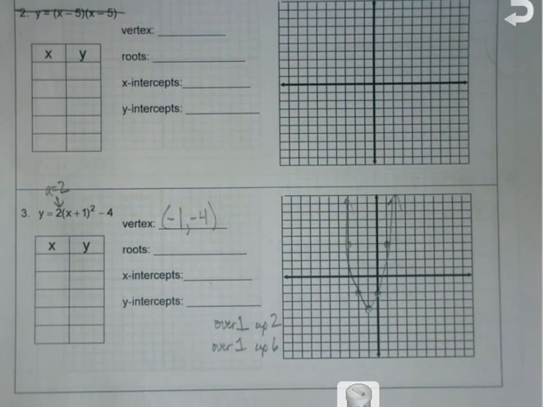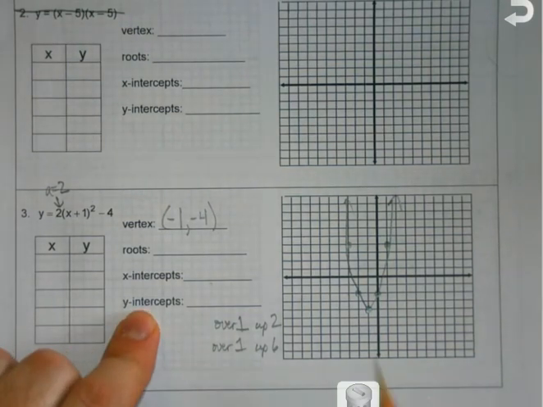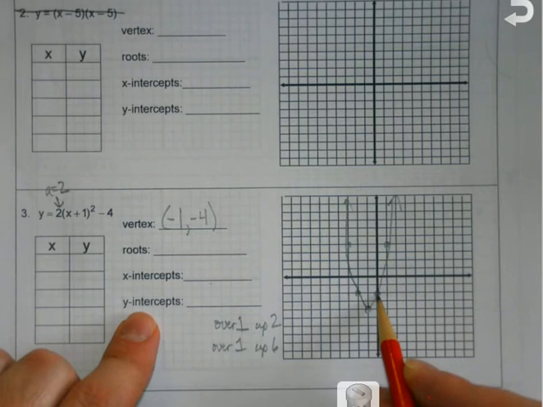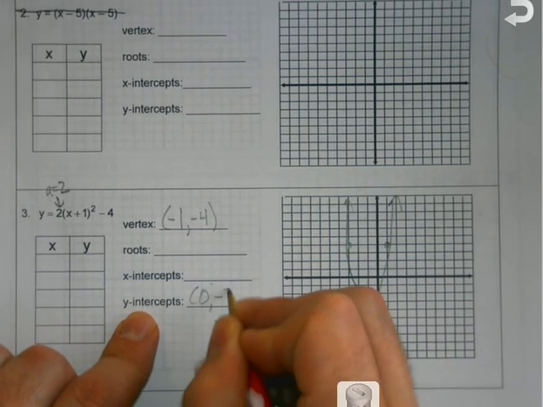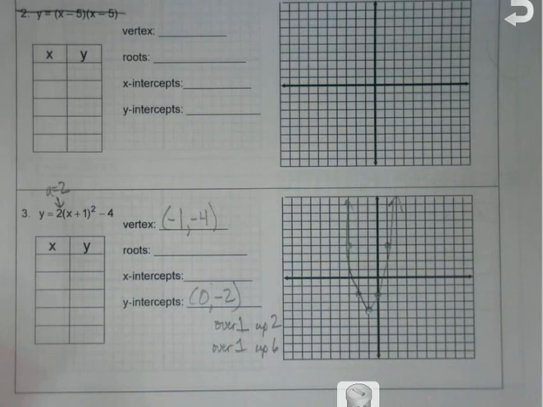Get my graph drawn in. I see my y-intercept right away this time. It's the dot right here. So 1, 2. So 0, -2. I don't think my x-intercepts are going to be pretty this time, though. That's okay. I can make this work. It might get a little tricky, but I can make this work.